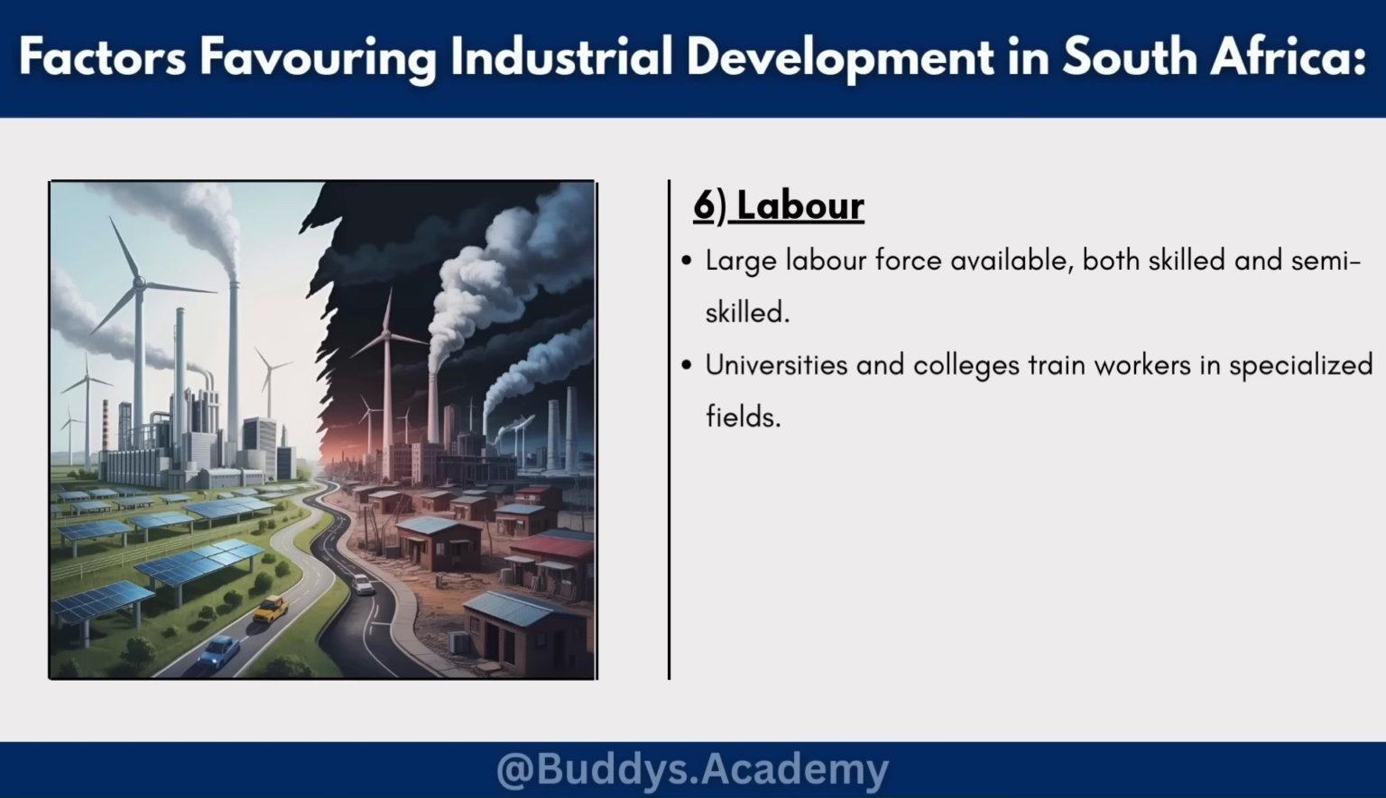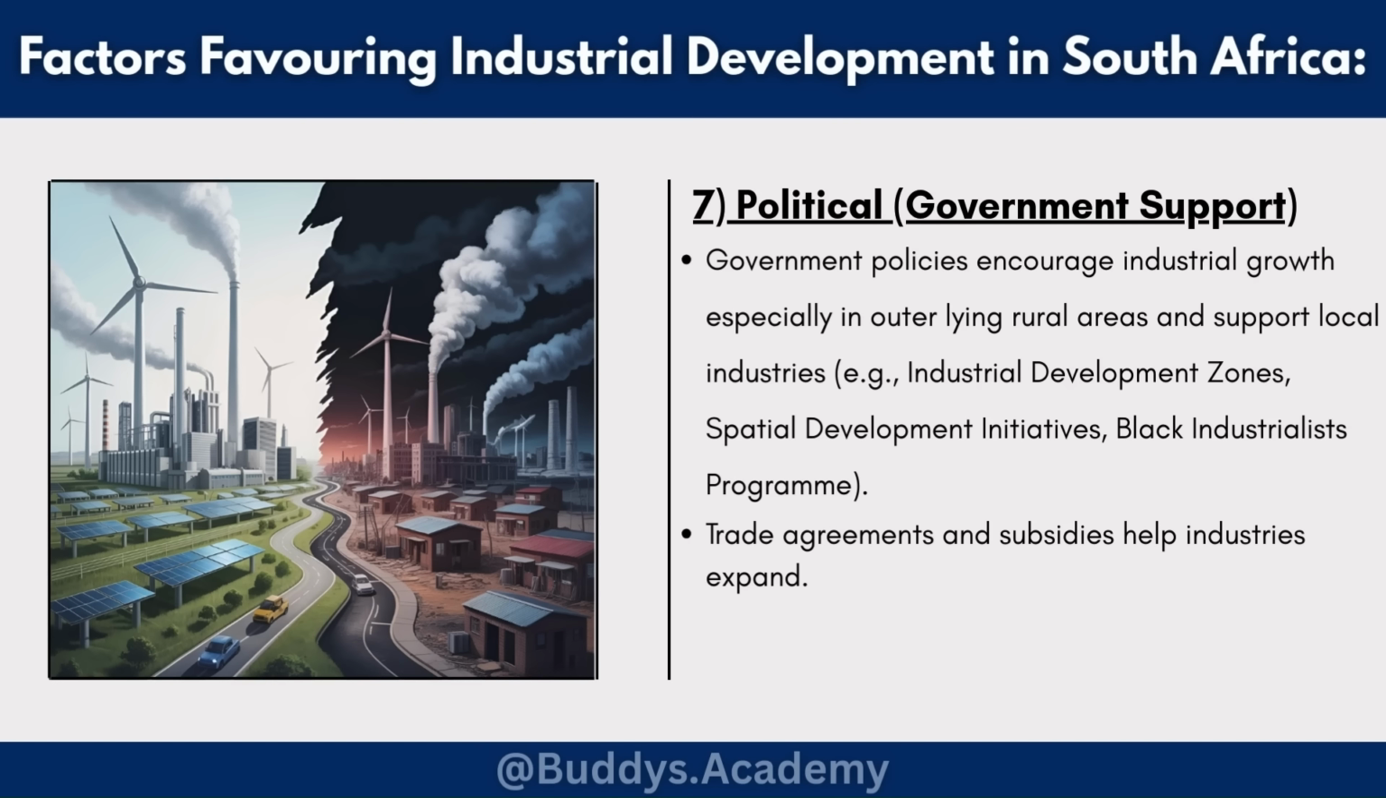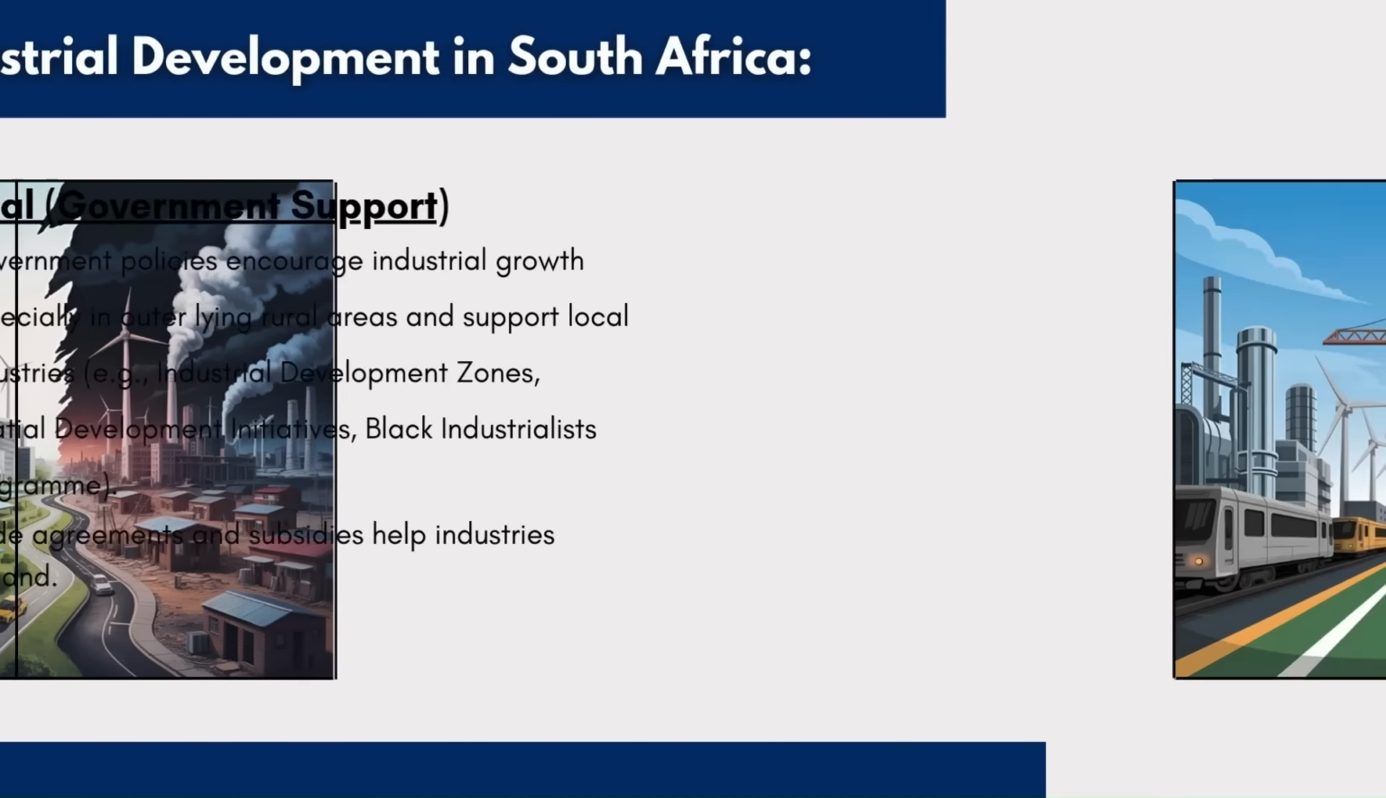Now, our last factor is going to be political or your government support. Now, your government policies are going to encourage industrial growth, especially in your outlying rural areas, and it's going to support local industries. Now, examples of these government supports will be your industrial development zones, so your IDZs, your spatial development initiatives, so your SDIs, and your Black Industrialists program.